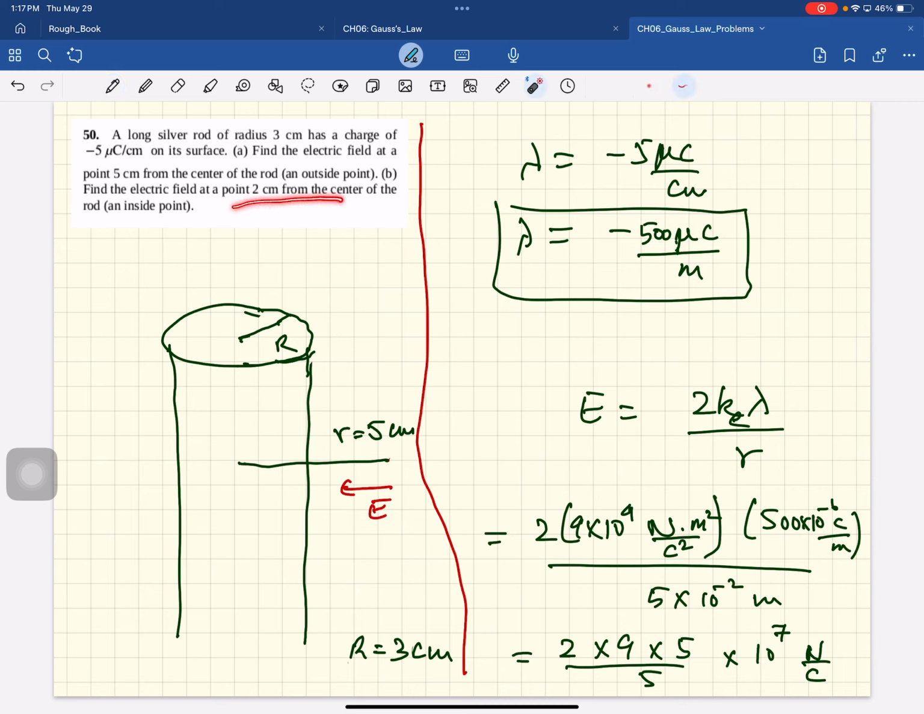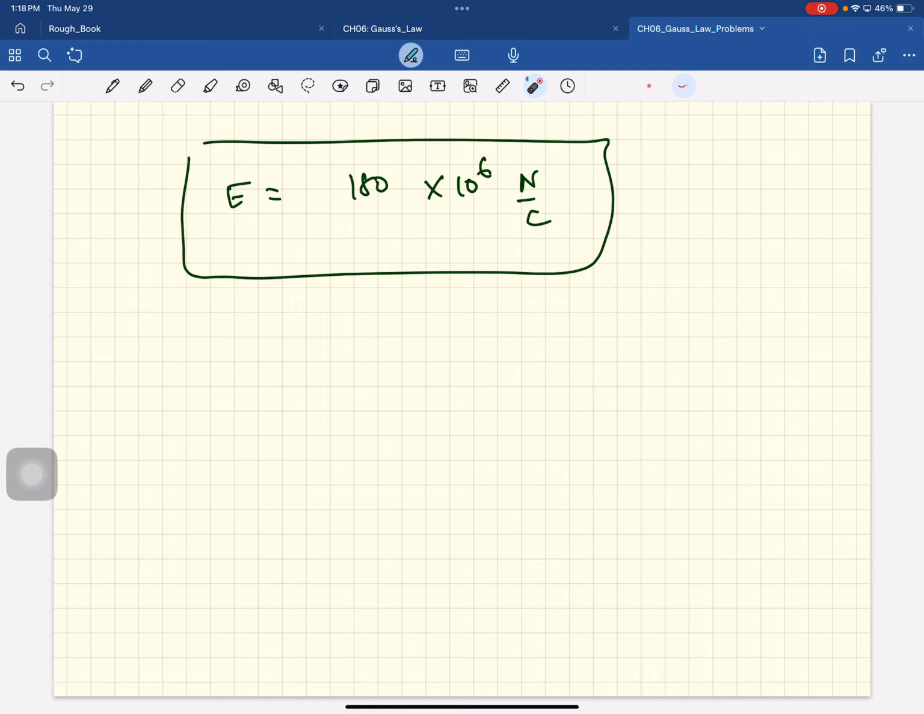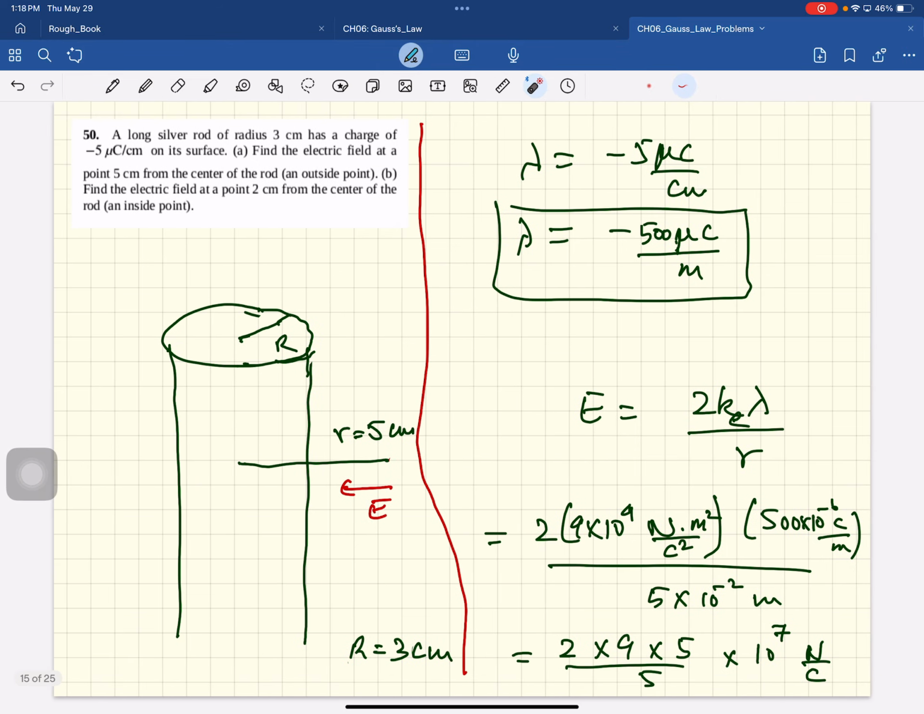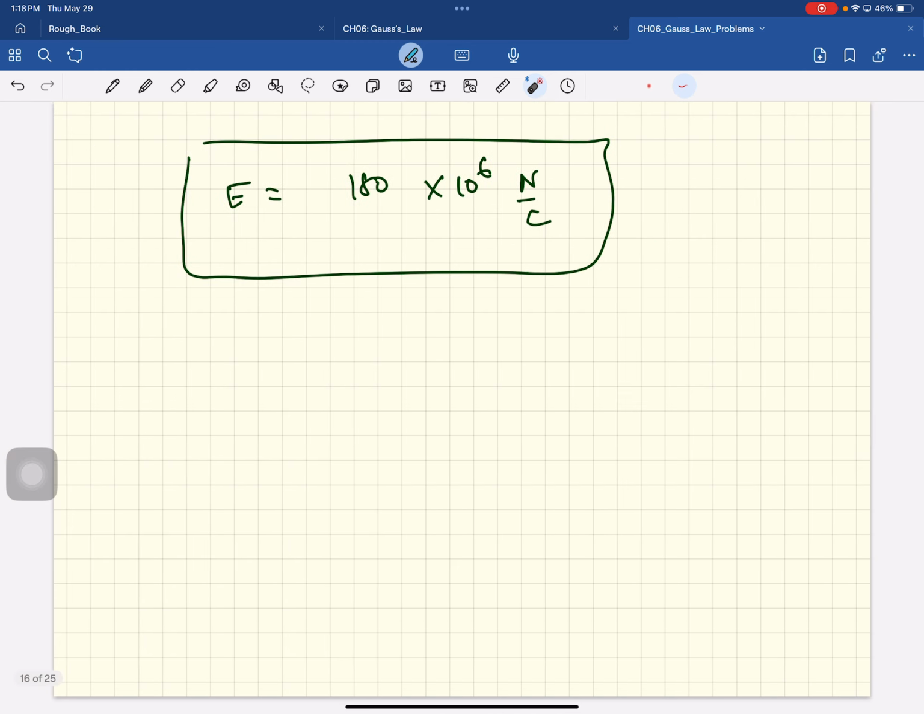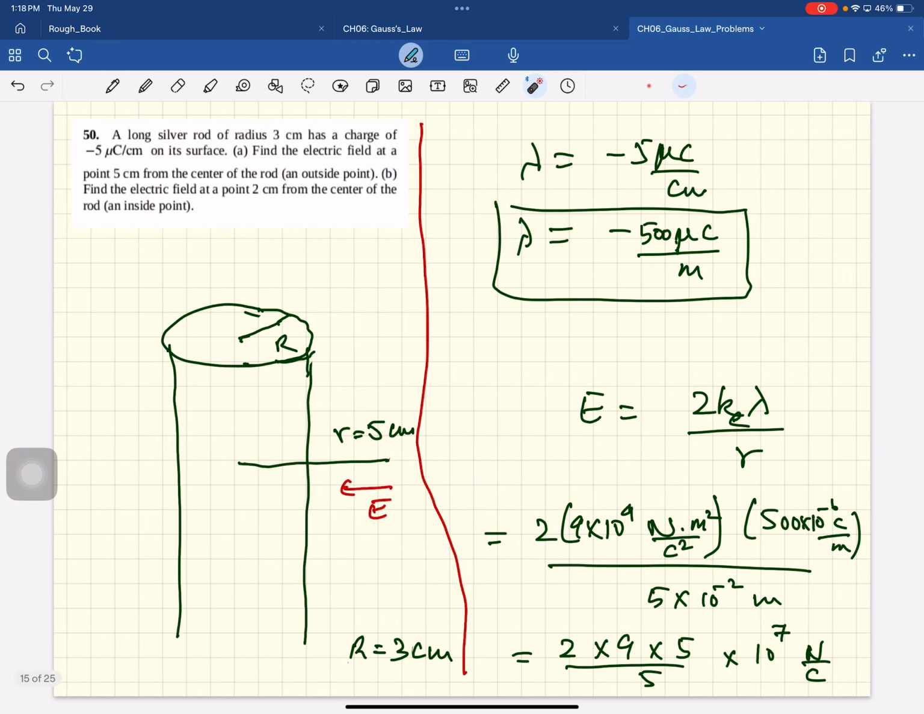Find the electric field at a point 2 centimeters from the center. What's the electric field inside the rod? 0. All right. Can you say anything about this electric field? It pulls towards the rod? What is the strength of this electric field doing? It's greater than 3 times 10 to the 6. Right, so you couldn't put that much charge, it would spark. So maybe that should be nanocoulombs.